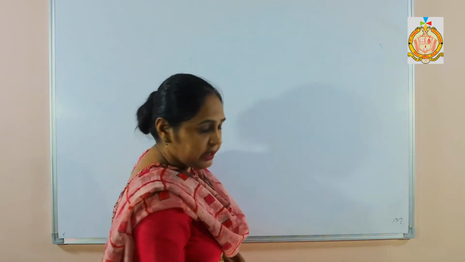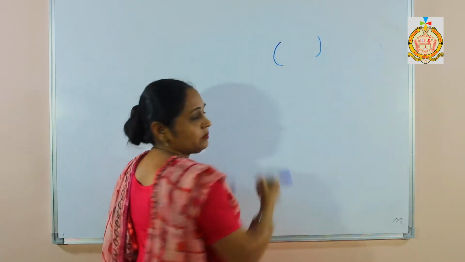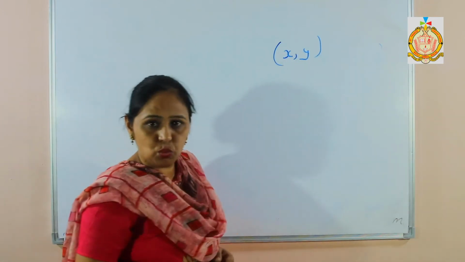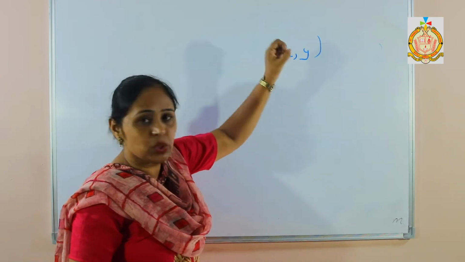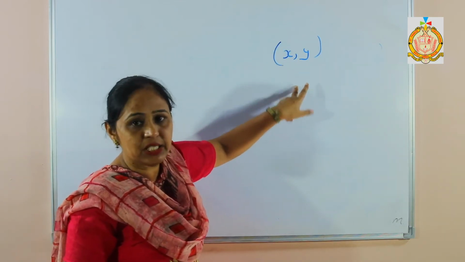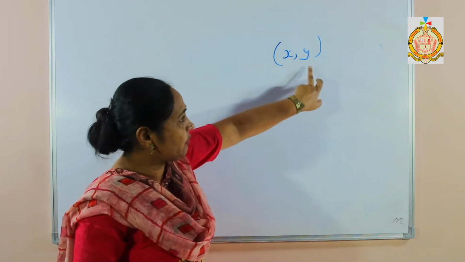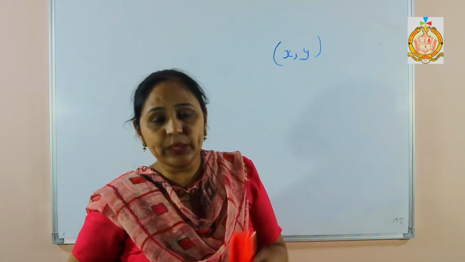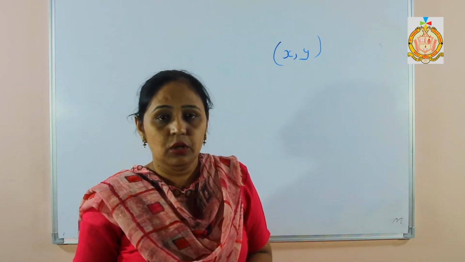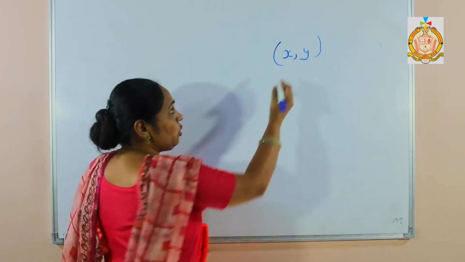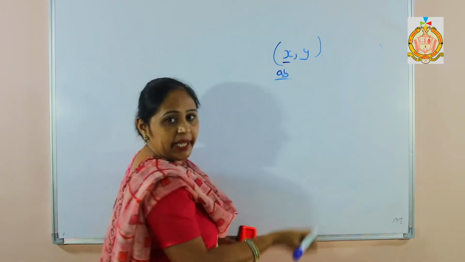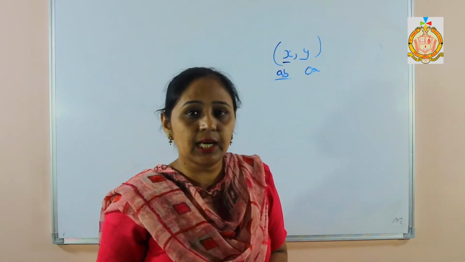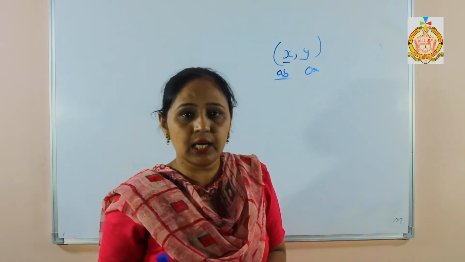And one thing more, in the bracket 2 points are given. The first value always belongs to x, the second value always belongs to y. Don't interchange them. If you interchange, the whole sum will be wrong. Now in your first exercise 26A, two words are there, abscissa and ordinate. Abscissa is the value of x, and ordinate is the value of y. Once again, the value of x is called abscissa, the value of y is called ordinate.